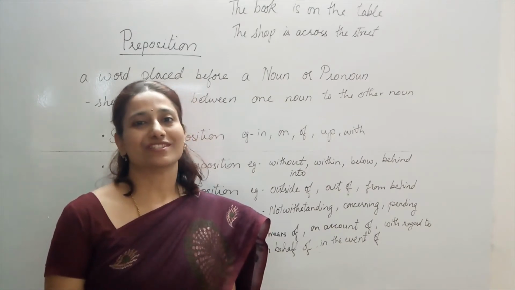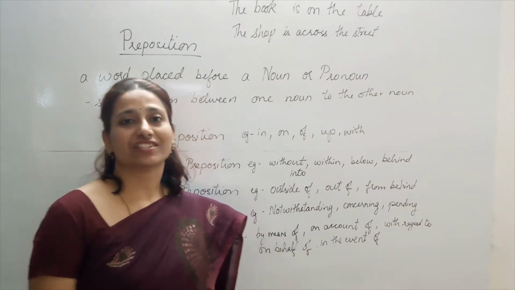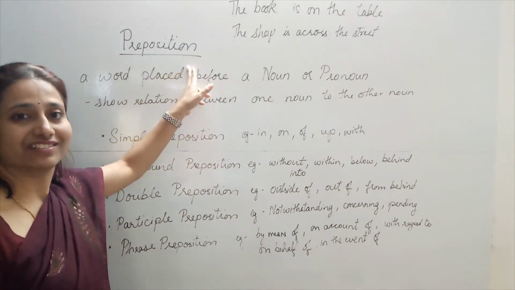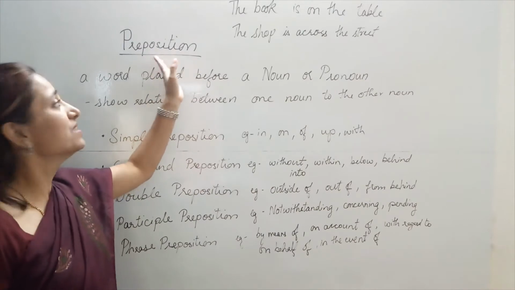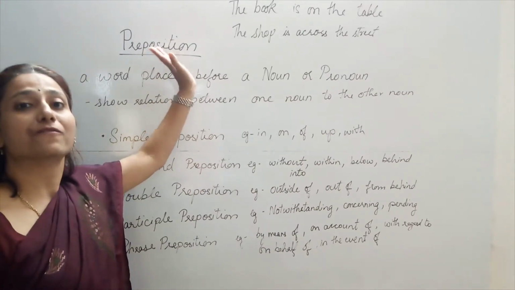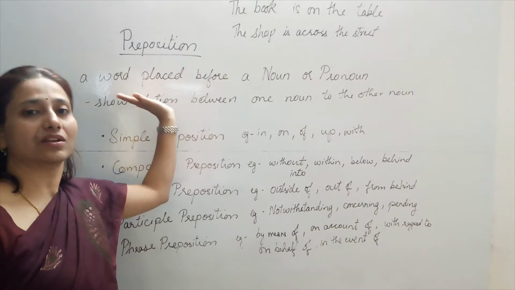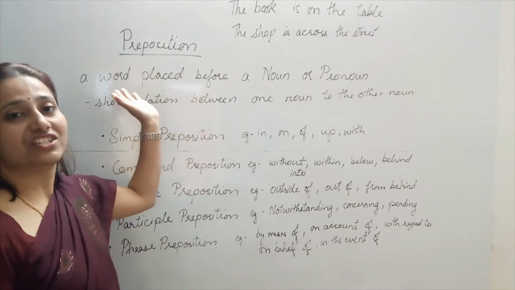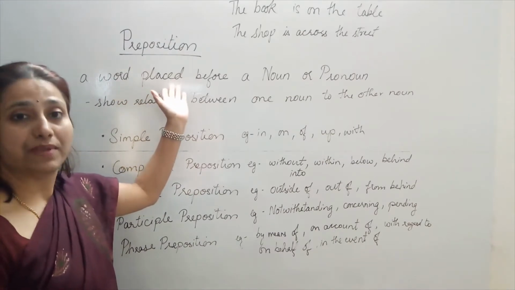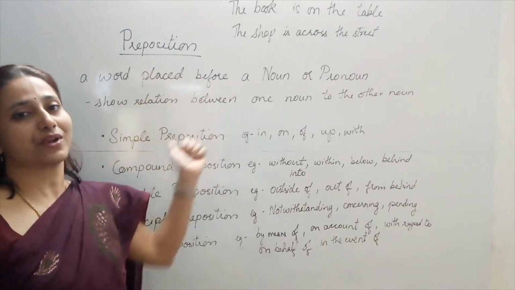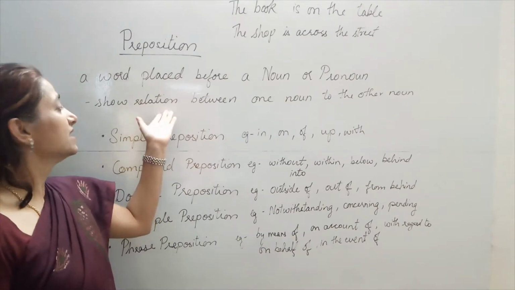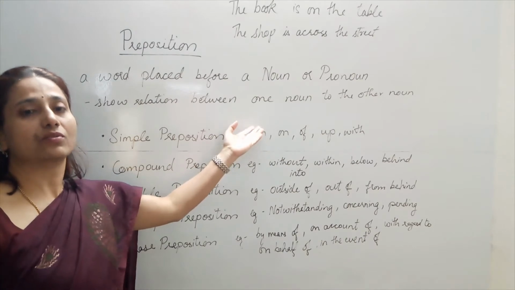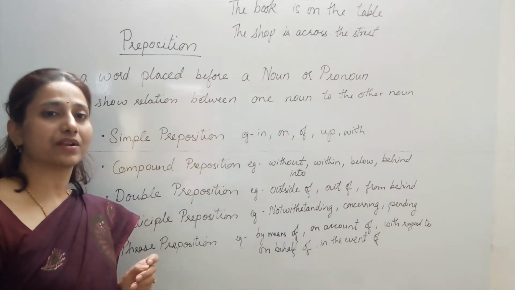Today we shall learn prepositions. What is a preposition? Pre and position. As the word says, it is the position of one noun to the other noun. A noun can also be a pronoun. So the definition is: a word placed before a noun or a pronoun which shows the relationship between one noun or pronoun and another noun or pronoun.